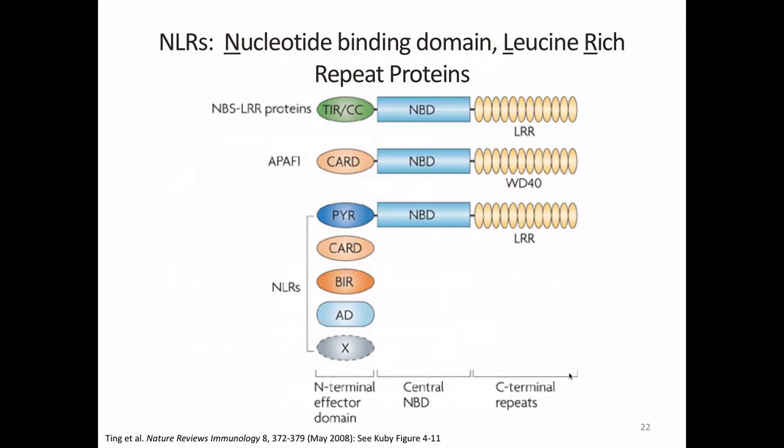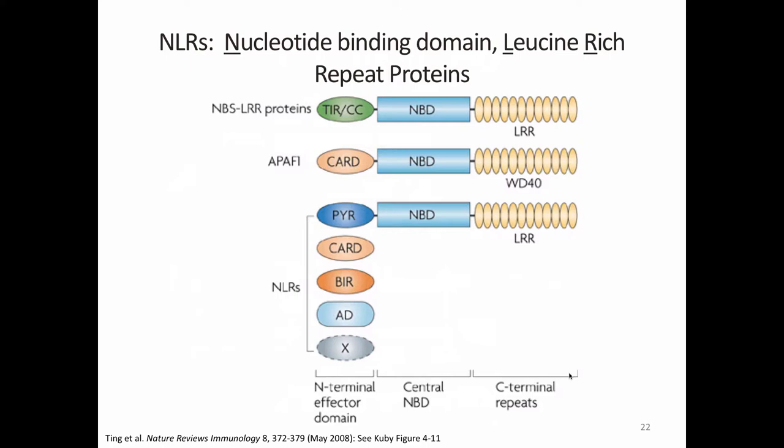Well, you know what? APAF1 uses its WD40 domain to bind cytochrome C, which is very similar to this domain that the NLRs have that they use to bind their ligands. The thing that Dr. Dunaway loves to talk about as the pinwheel of death, its official name is the apoptosome because it's this protein complex involved in apoptosis. So it's the apoptosome.